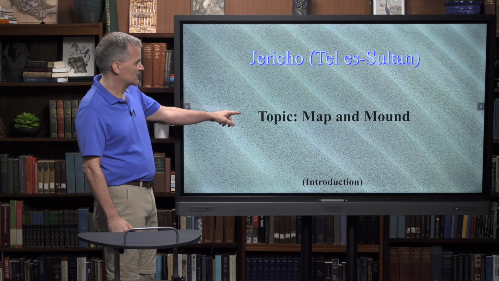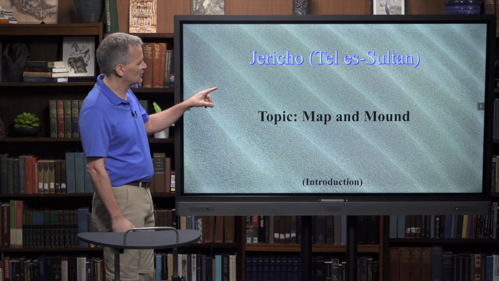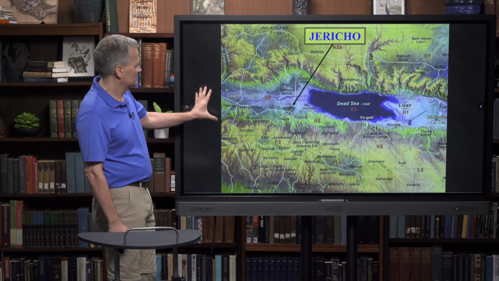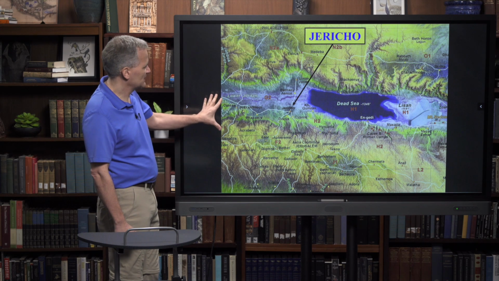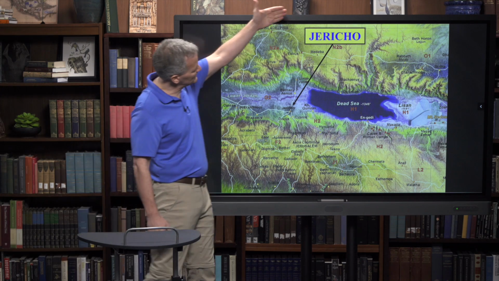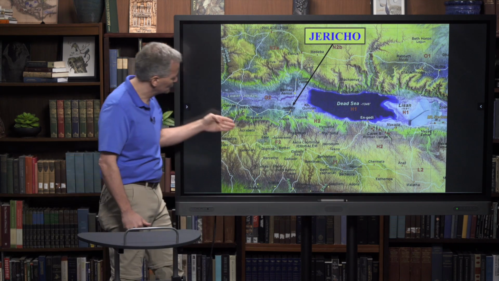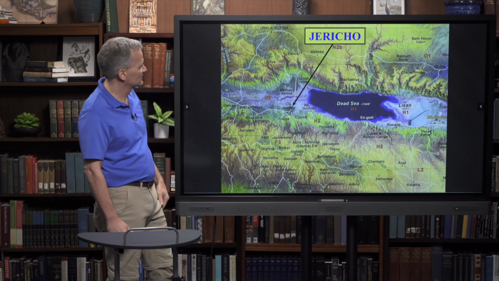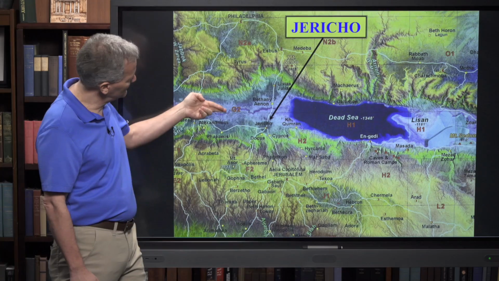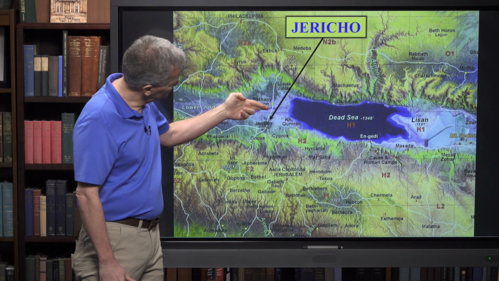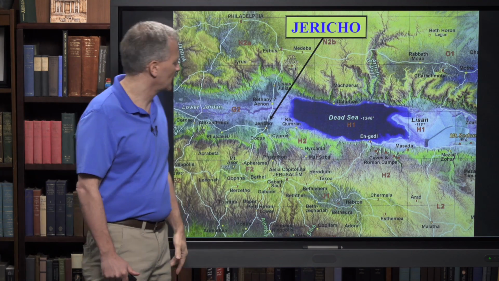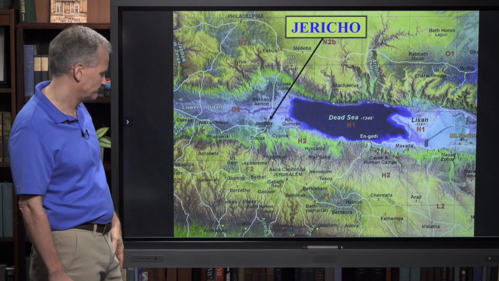So we'll start with a look at the map that shows us Jericho and a look at the mound itself. And here is a map. This is an Israeli map that, once again, as we saw in an earlier lesson, is an east-oriented map. So east is above, west is below, north is to the left, and south is to the right. So therefore, the flow of the Jordan River goes this way, and here we see it depicted in a kind of purplish dark blue and dumps into the Dead Sea. And of course, nothing goes out of the Dead Sea.